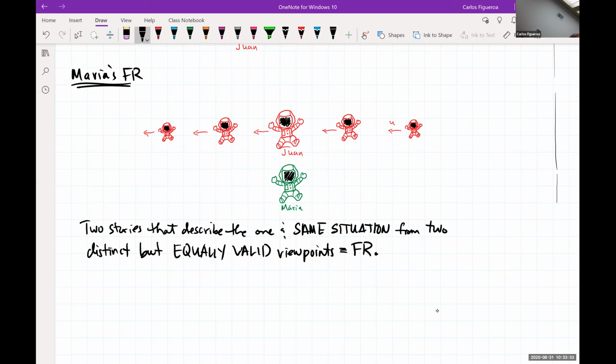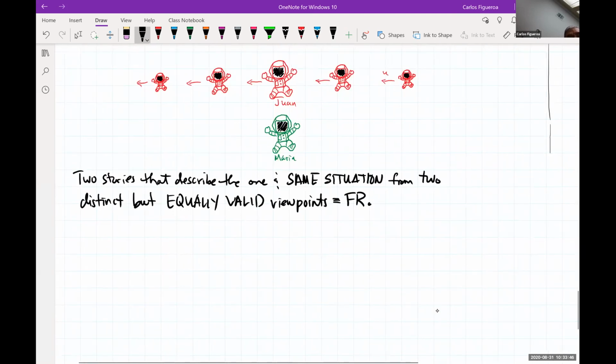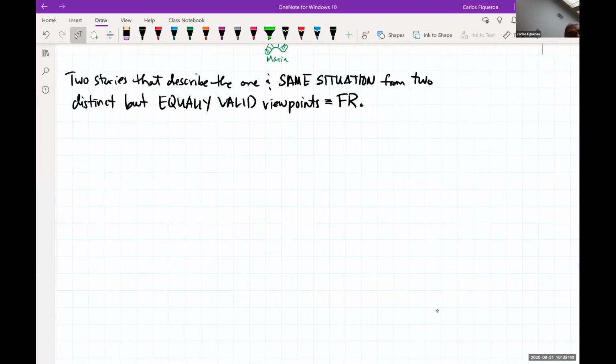Okay. So now we've been talking about inertial frames of reference. One important difference is that at times we're going to deal with what are called non-inertial frames of reference.